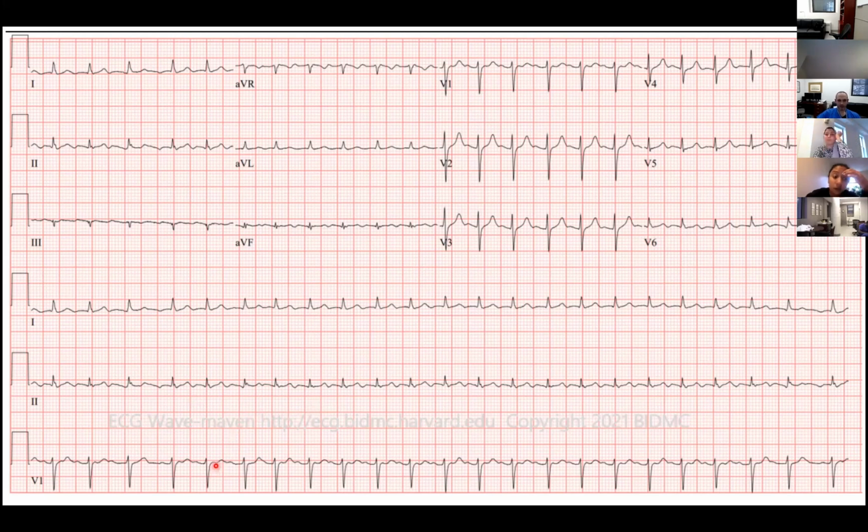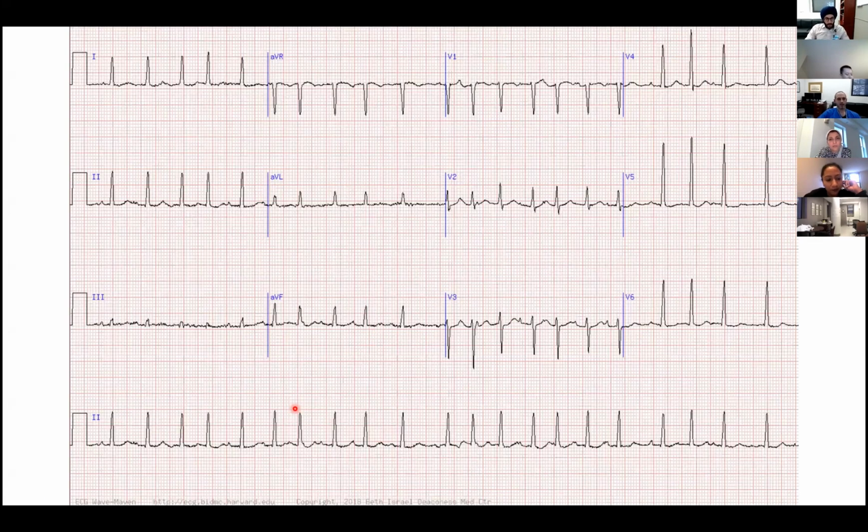Again, here you see this and this, and if you apply the algorithm, I have more P's than QRSs, so your differential will be atrial flutter or atrial tachycardia. And then if you apply your thinking process that you said, well, I don't think this is organized enough to be an atrial tachycardia, you will reach the diagnosis of atrial flutter. That's it. Got it. All right.